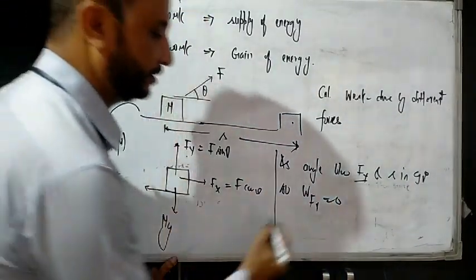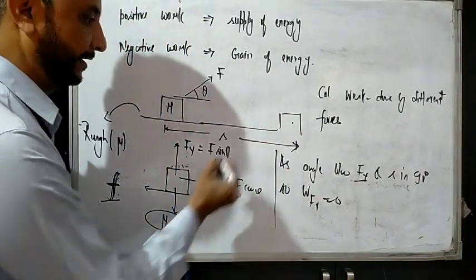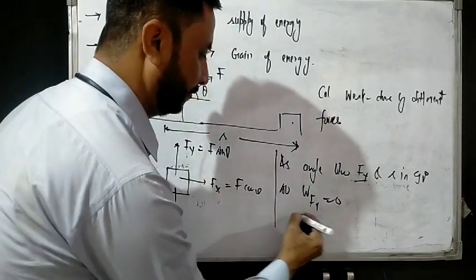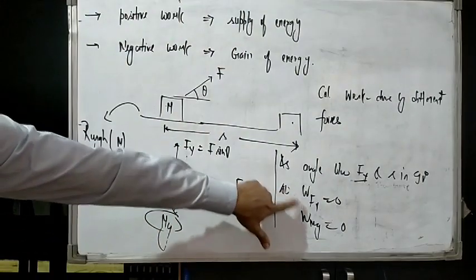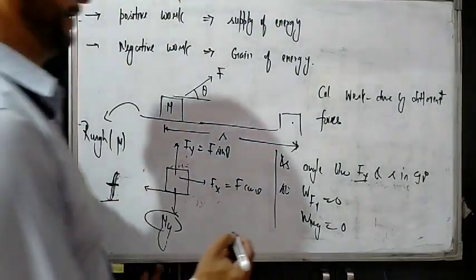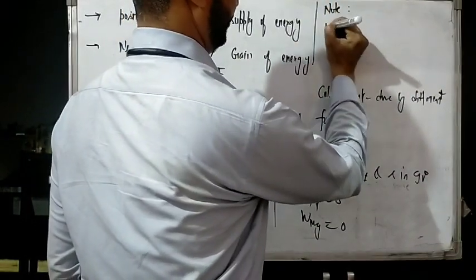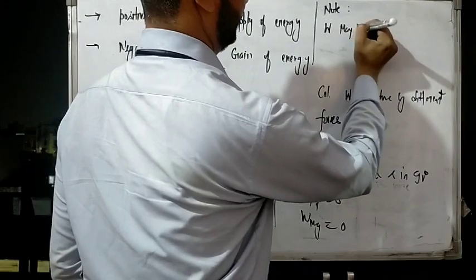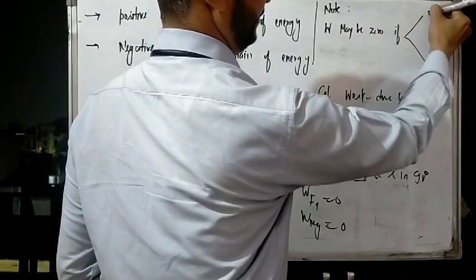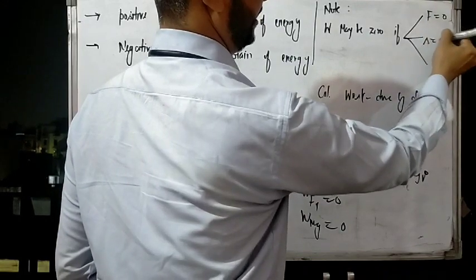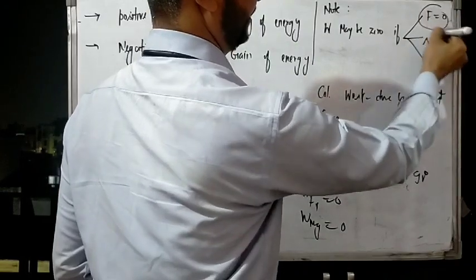On the same line of discussion, you can also say that as the angle between mg and S is 90 degrees, Wmg is also equal to 0. Here is the example. Okay, so now we can write here as a note: W may be 0 if F is equal to 0, if S is equal to 0, or if theta is equal to 90 degrees.